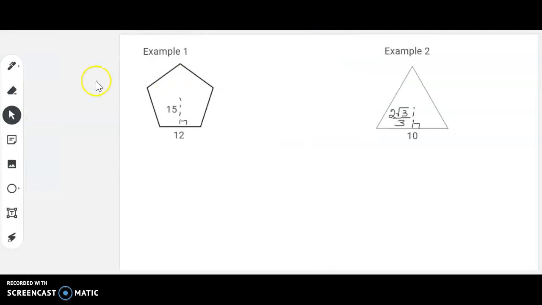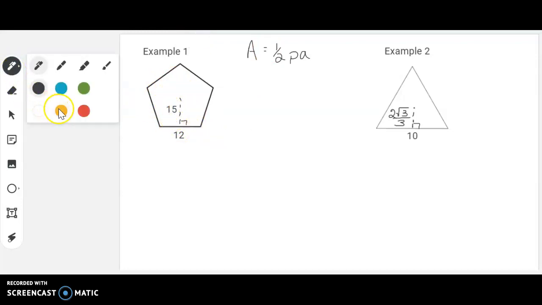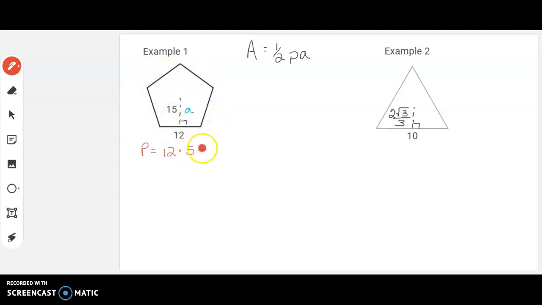So let's get into some examples. Let me write the formula: area is equal to 1/2 the perimeter times the apothem. In example 1, this is pretty straightforward. They give us our apothem, which is 15. Then we're going to use 12 to calculate our perimeter. Our perimeter has a side length of 12, and they're all the same length. So we have 1, 2, 3, 4, 5 sides, which gives us a perimeter of 60 units.